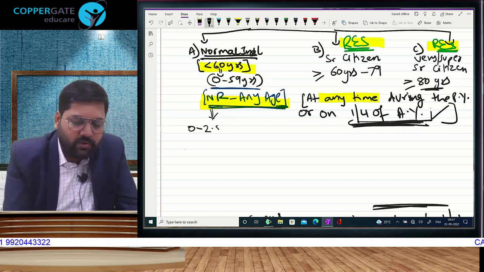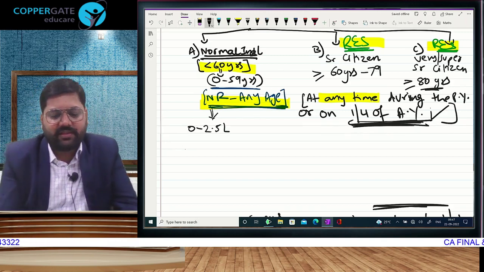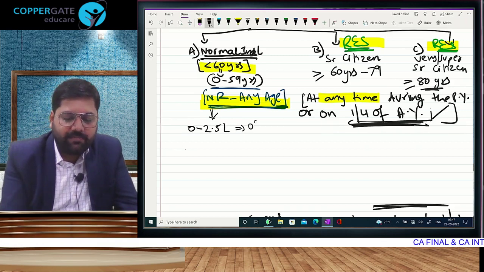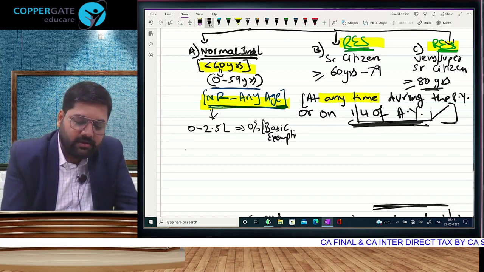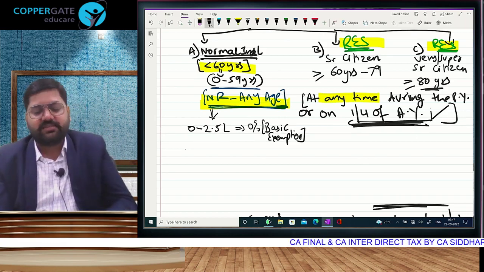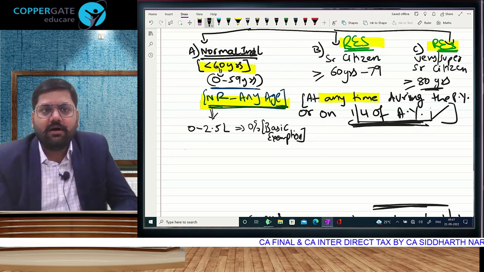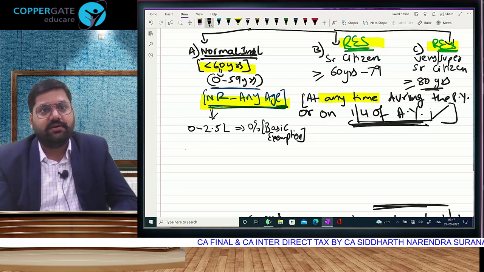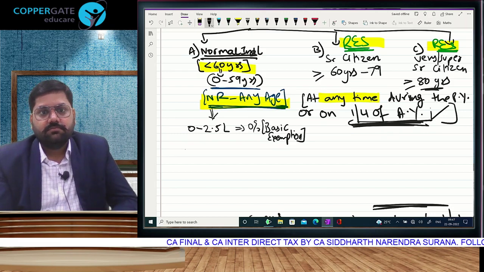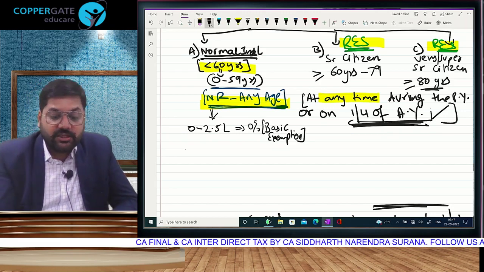Any income that you earn up to rupees 2,50,000 in a year, you will not be paying any tax. A very, very popular thing known as basic exemption limit. What is basic exemption? That income level up to which India will not levy any tax on anyone. This is your full year का income.